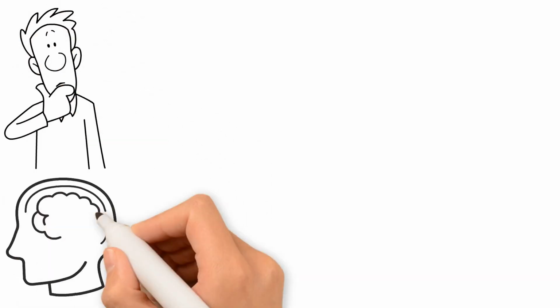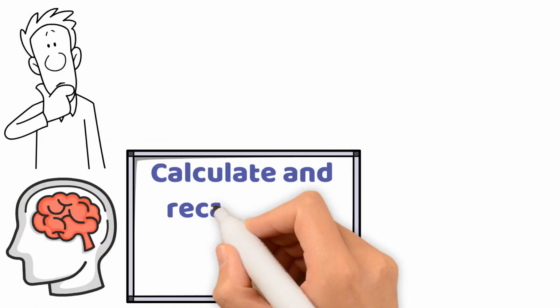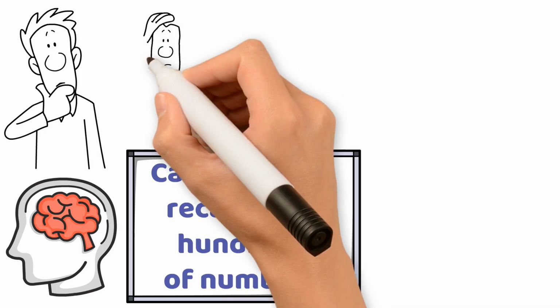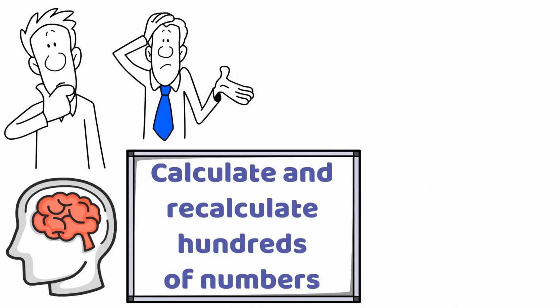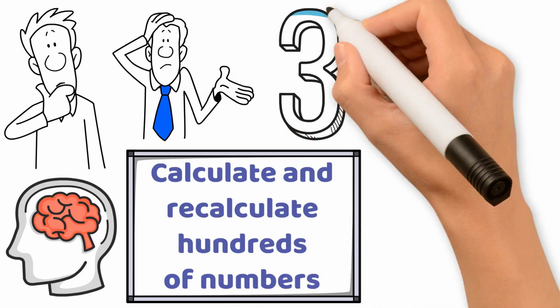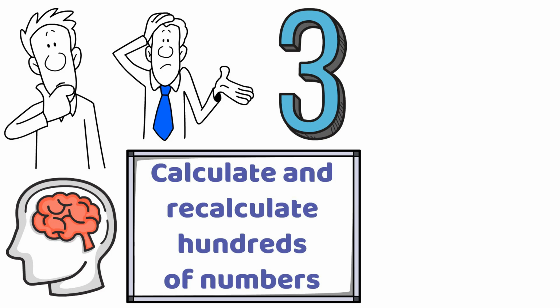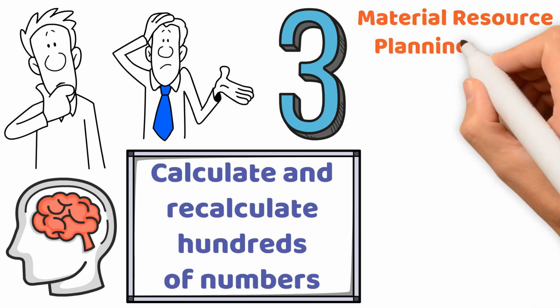Why is this so hard? We have brains that were never designed to instantly calculate and recalculate hundreds of numbers simultaneously. That's why we struggle with phone numbers or anything greater than 3 digits, for example. That's why we need material resource planning, MRP tools.